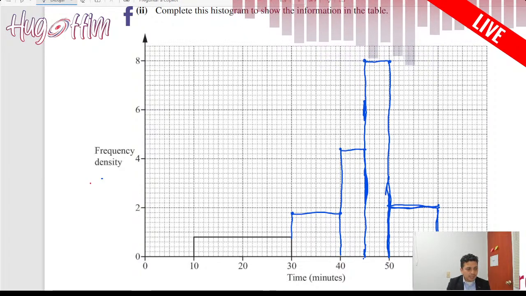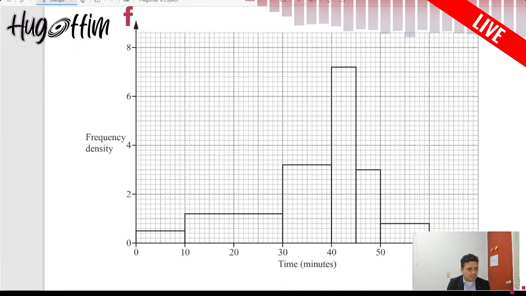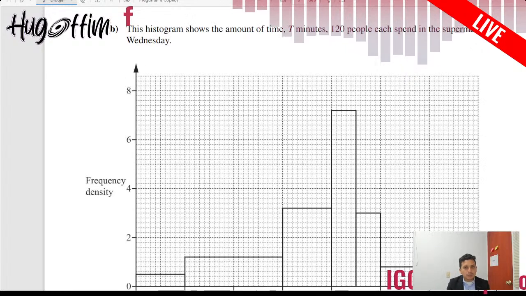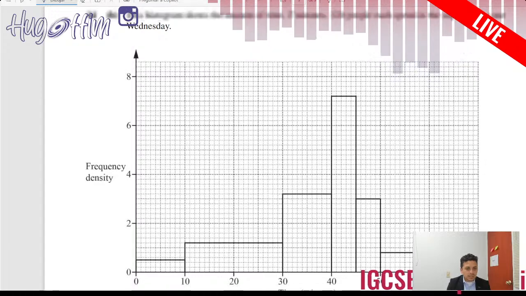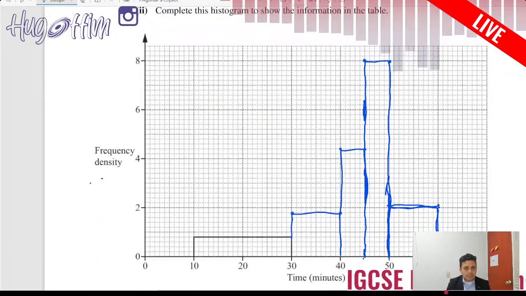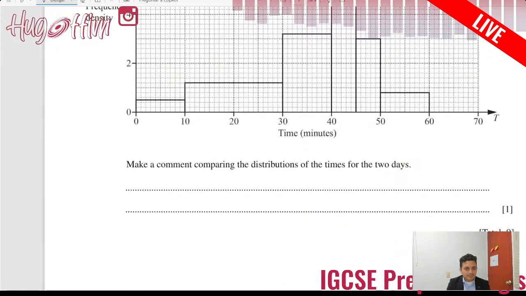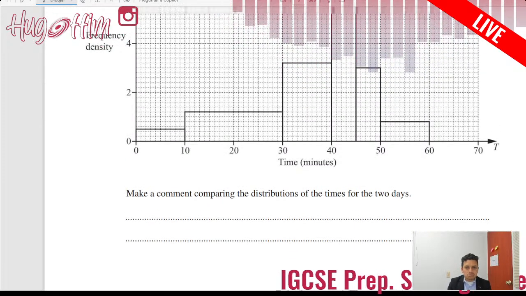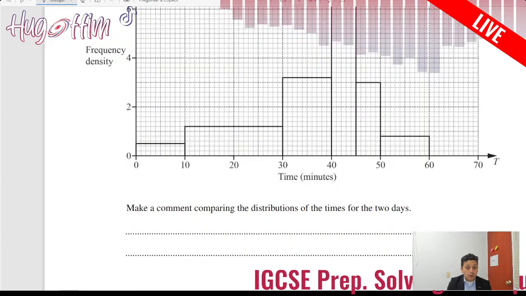And finally, we can see this graph. I can show you another graph that says this histogram shows the amount of time 220 people spend each in the supermarket one Wednesday. So this is the other graph. This is Saturday. This is Wednesday. And it says make a comment comparing the distribution of the time for the 2 days. So you just need to write a comparison. It doesn't matter which type of comparison as long as you compare it properly.